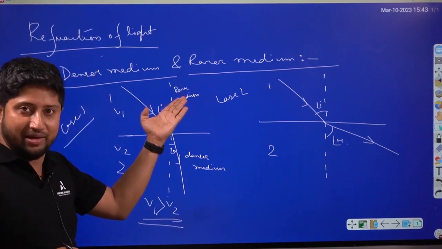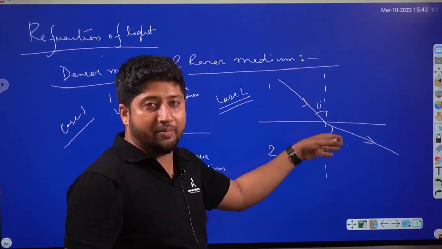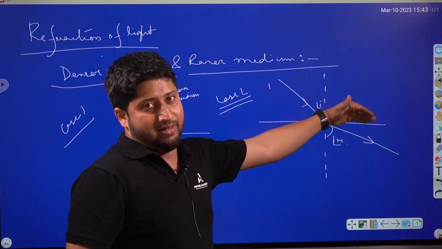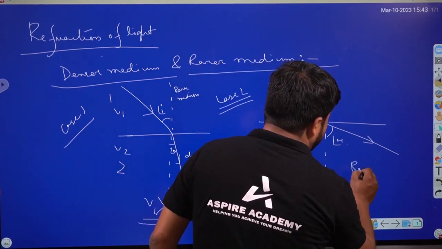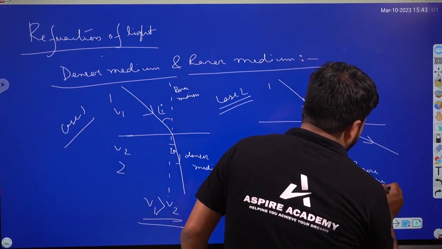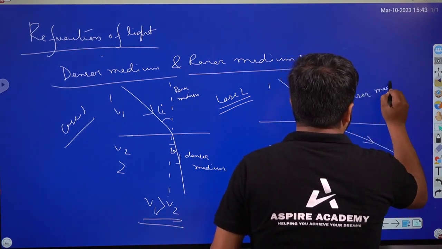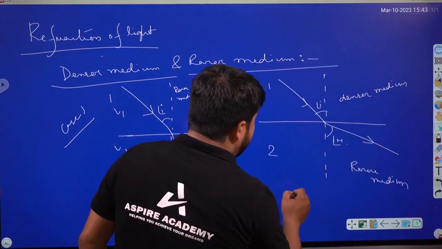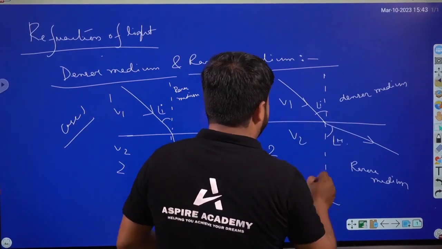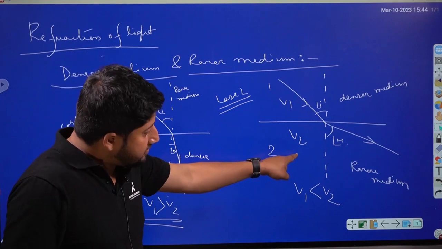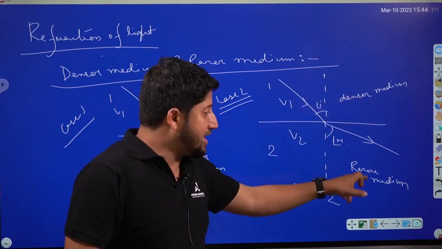Similarly, case number 2: whenever a ray of light is traveling from one medium to another medium, the light bends away from the normal. So this medium will be rarer and this will be the denser medium. Here the velocity v2 is increasing and v1 is decreasing. Because v1 is decreasing, it is the denser medium, and the other is the rarer medium.